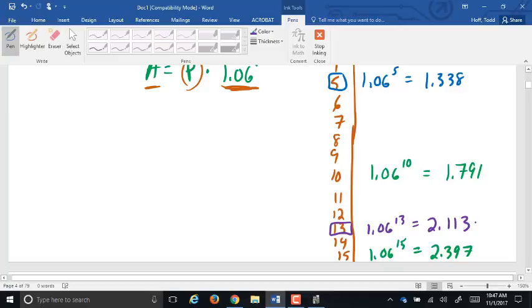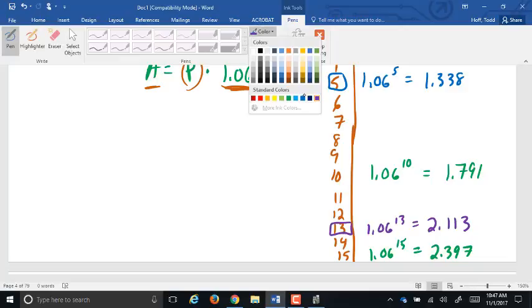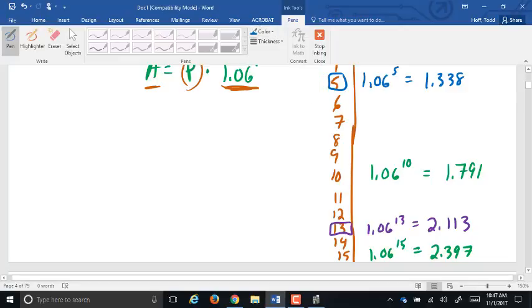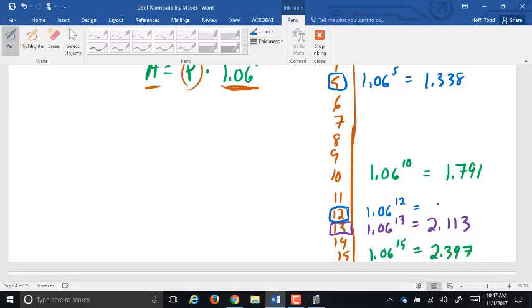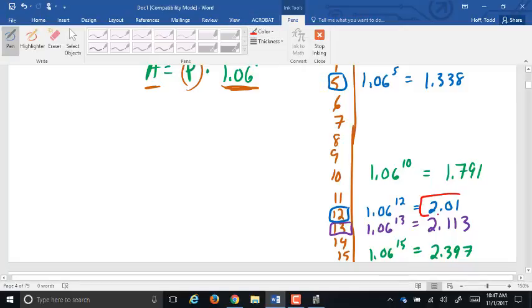So 2.13, we'll call it. Well then, that's still a little bit too long, too big. Let's jump back to 12 years and see what that gives us. $2.01. That's probably as close as we're going to get. So I'm thinking 12 years appears to be our time.